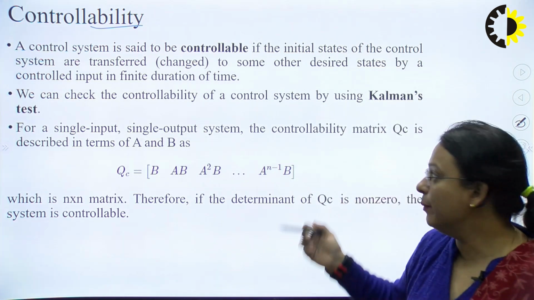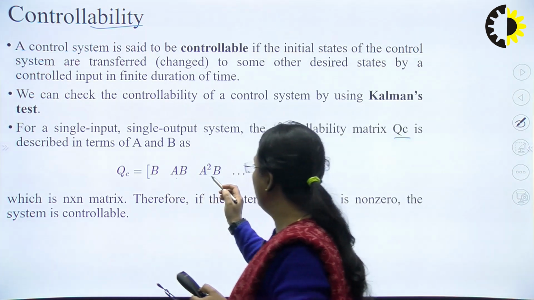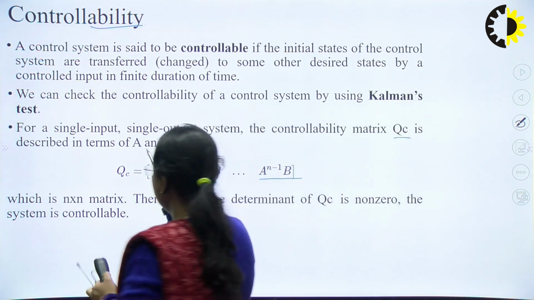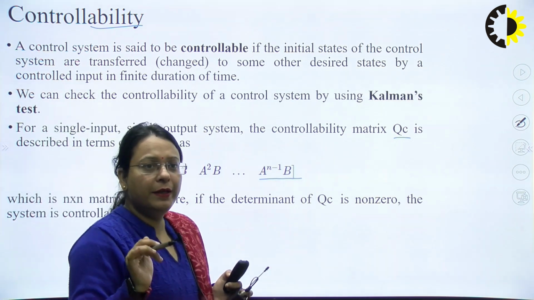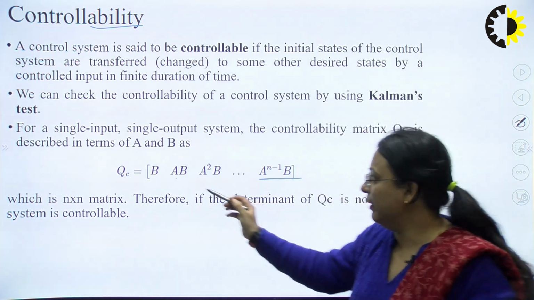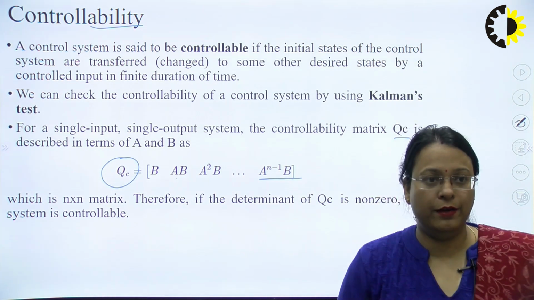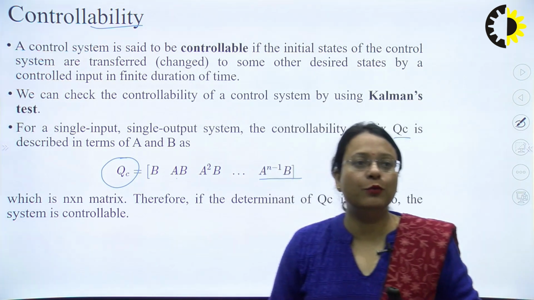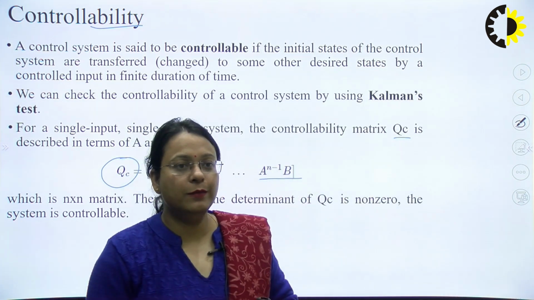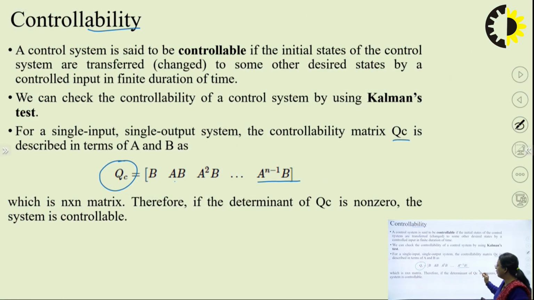And for any SISO system, that means single input and single output system, the controllability matrix is represented by QC, and it is given by the formula B, AB, A square B, up to A to the n minus 1 into B. Basically this controllability depends upon two matrices, that is A and B, right? Here this matrix QC is of the order n cross n, right? So if the determinant of QC is non-zero, that is non-singular, then only the system is said to be controllable. Okay. So basically you have to follow this formula only.